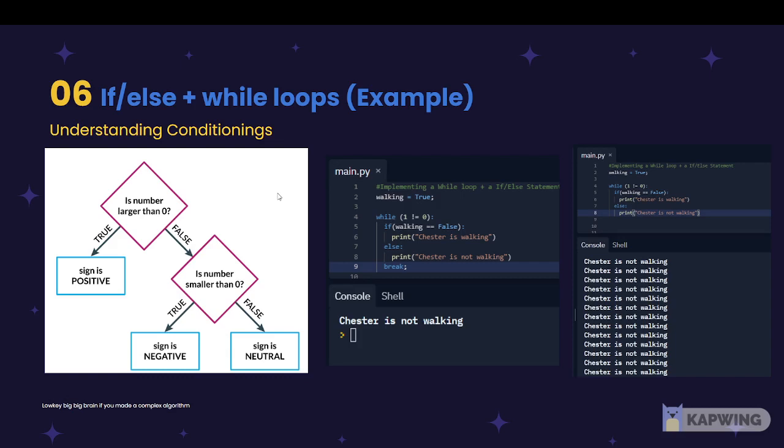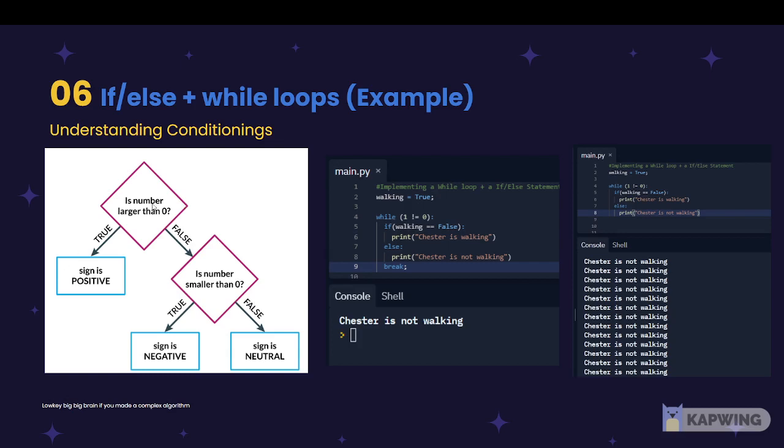Let's say we have 5. We're going to test 5 in this first conditional. Is 5 larger than 0? That's true. So if that's true, that means the sign is positive. This means that we would run the code on this side because it's true.